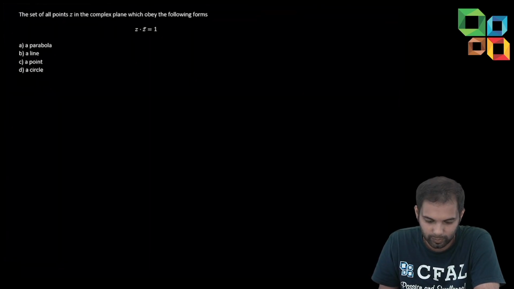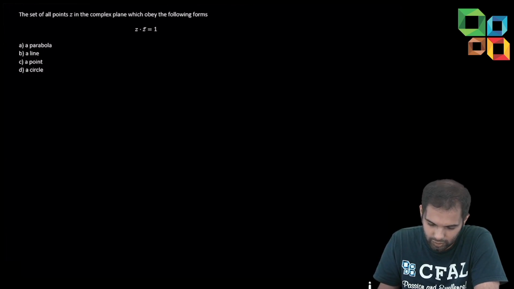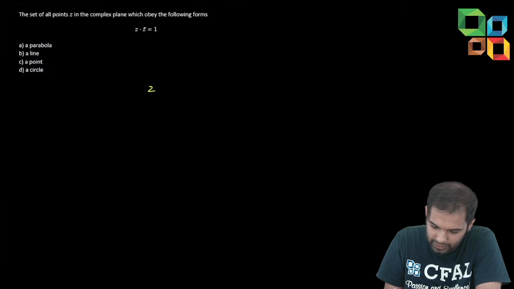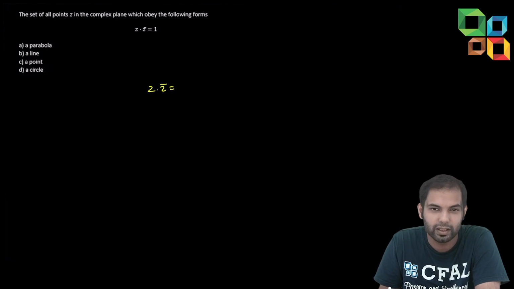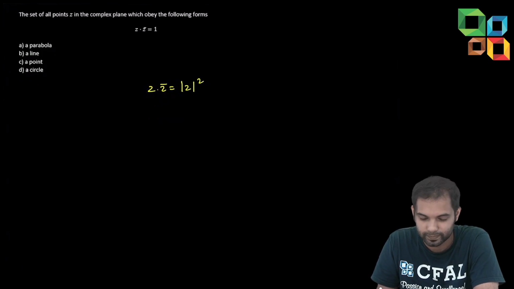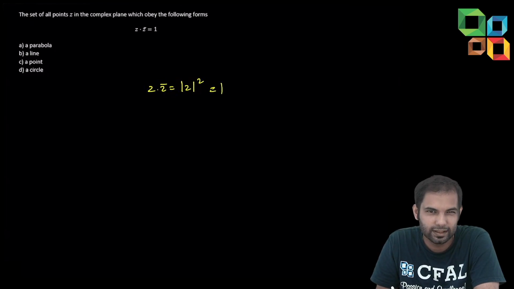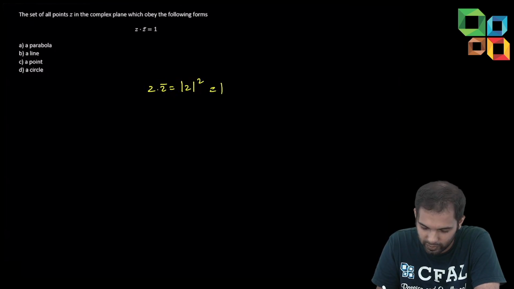The set of all points z in the complex plane which obey the following: z into z bar. If you remember, what is this equal to? It's nothing but modulus of z whole square, which is equal to 1. If you're saying modulus of z square is equal to 1, what do you mean?